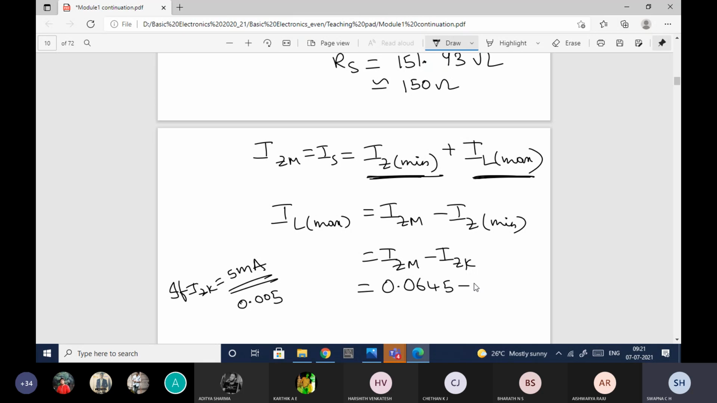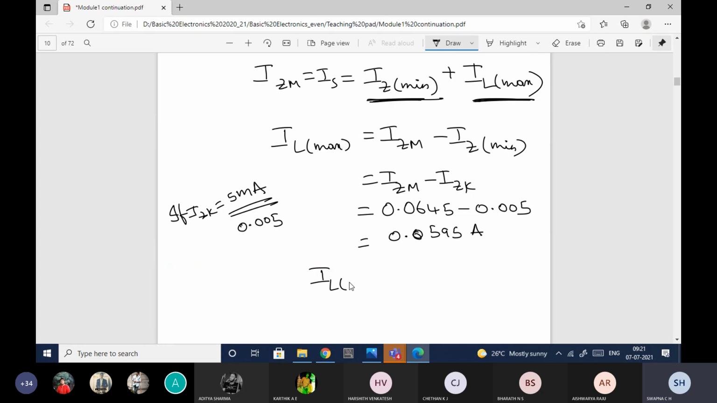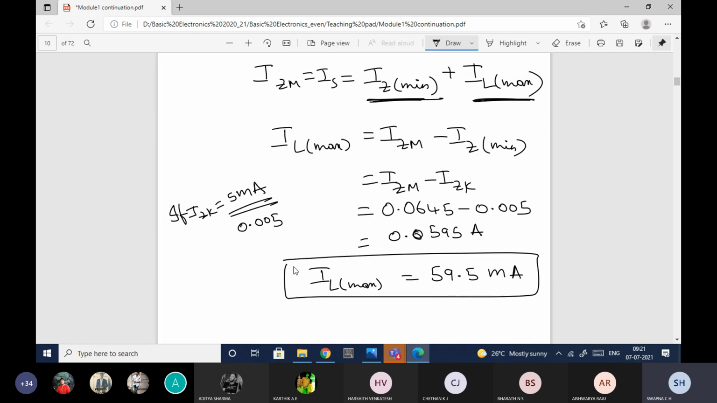Okay, so 0.005. Just subtract this and tell me. 0.0595. 0.0595 amperes, or in milliamperes IL maximum will be equal to 59.5 milliamperes. Okay, so this is how we need to find the maximum current that will flow through the load.